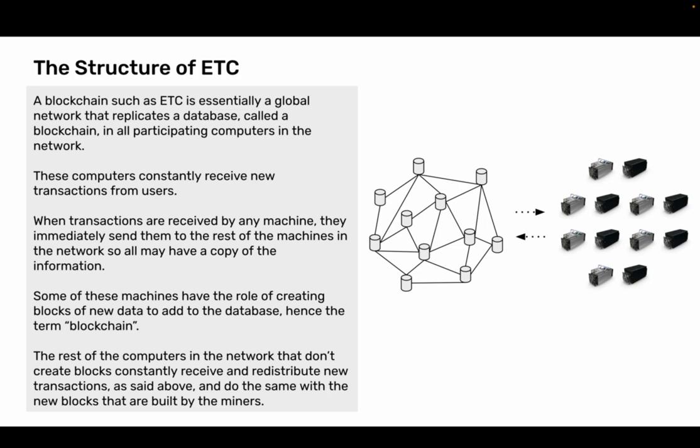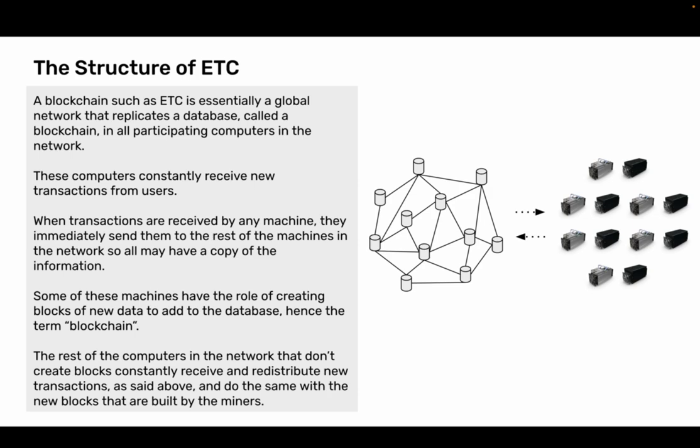The structure of ETC. A blockchain such as ETC is essentially a global network that replicates a database called the blockchain in all participating computers in the network. These computers constantly receive new transactions from users. When transactions are received by any machine, they immediately send them to the rest of the machines in the network so all may have a copy of the information.